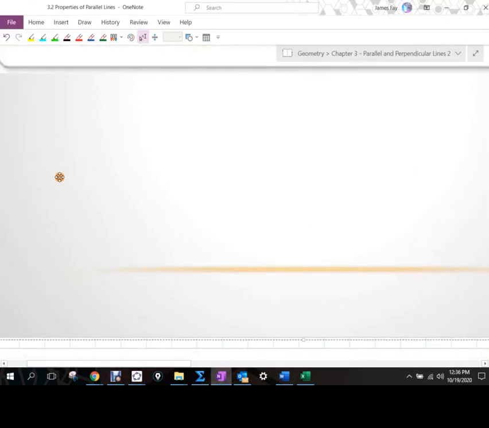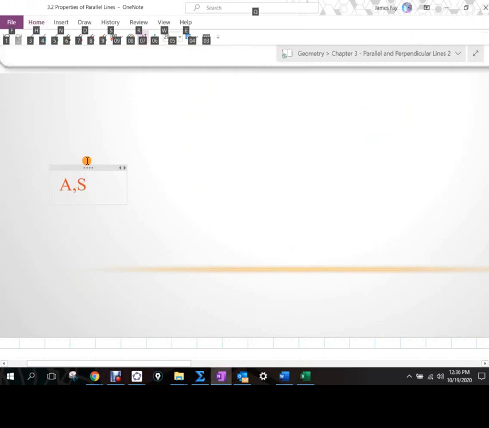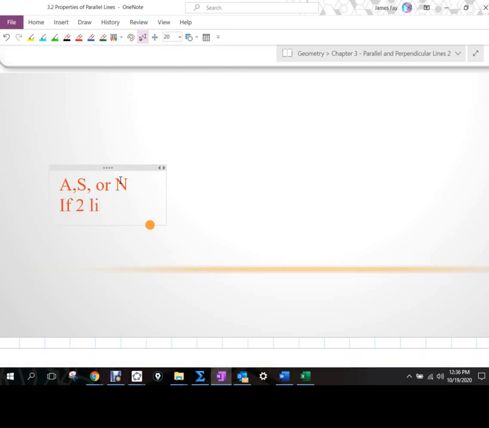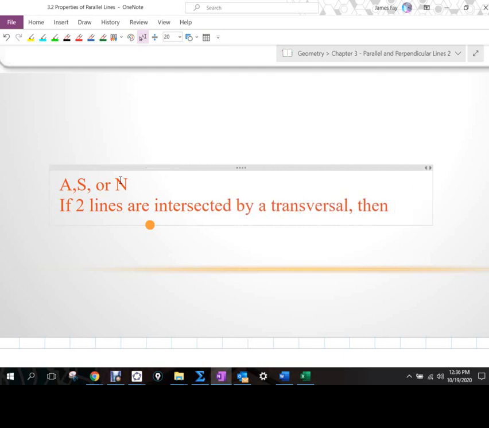On a test, it will look something like this. It will say, always, sometimes, or never, if 2 lines are intersected by a transversal, then fill in the blank. And when I say fill in the blank, you can put alternate interior, alternate exterior, or corresponding there. One of those 3. And I ask you, is that always, sometimes, or never true? What would you tell me?